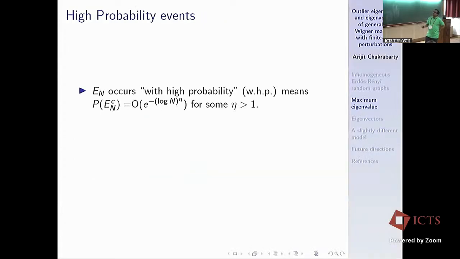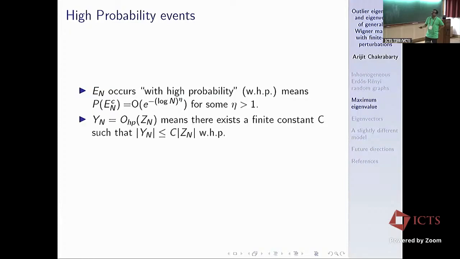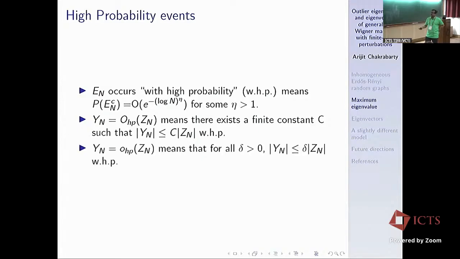Okay. So before proceeding, let me quickly define. I'll be using this in a few slides, this word "with high probability." With high probability simply means that the complement has an exponential decay of this form: capital O of e to the power minus (log n) to the power eta, for some eta greater than 1. And so, when I say Y_n is capital O_HP of Z_n, it means it's bounded by a constant times Z_n with high probability. And similarly, little o_HP means the ratio goes to 0 with high probability.